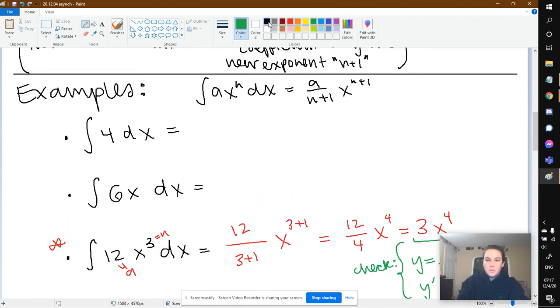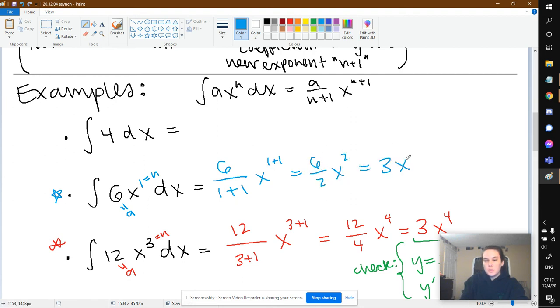All right, let's do this next one. Let's do blue. I'm going to write in the exponent here just because it makes it nicer to say a is 6 and n is 1. That means our integral is 6 divided by 1 plus 1, x to the 1 plus 1. That's 6 over 2 x squared, which is 3x squared. I'm showing this work because I like showing work. I think that just writing this is showing enough work, because this is something that eventually we'll be able to do in our heads. Pretty straightforward.